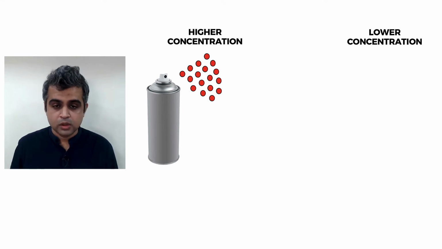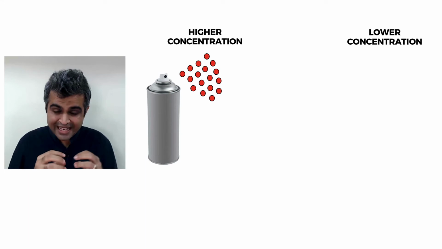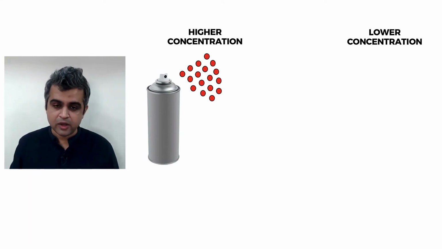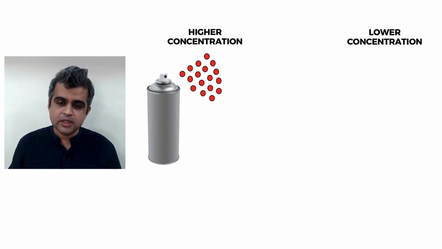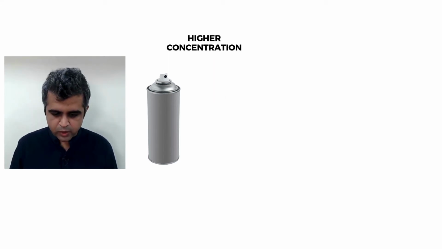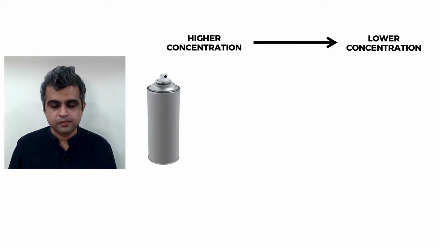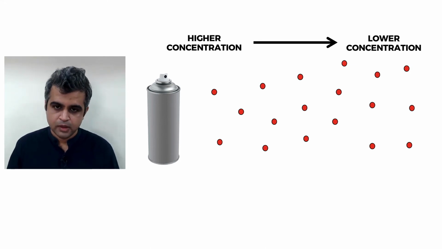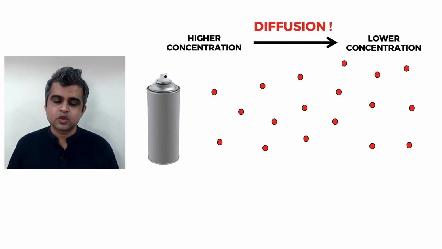What will happen now is these molecules will keep banging with each other in this area of higher concentration, and they will slowly start moving towards the areas of lower concentration. So in this diagram, they will move from higher concentration to lower concentration. That's what's going to happen. They are going to spread out. This, dear students, is called diffusion.